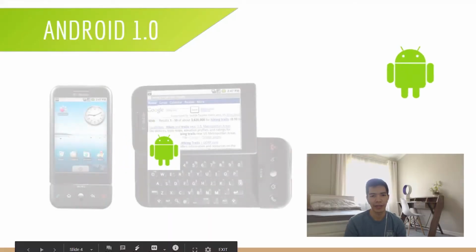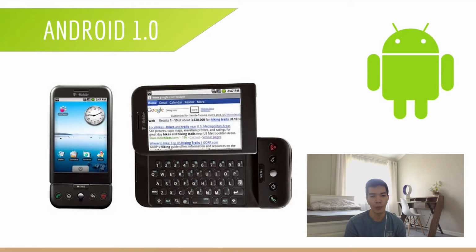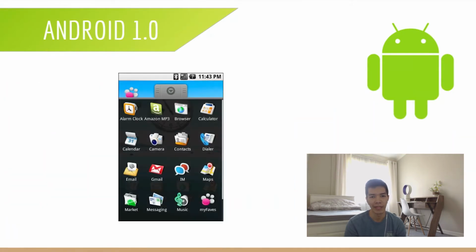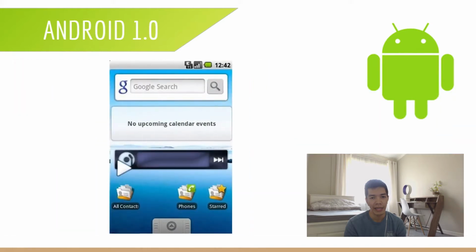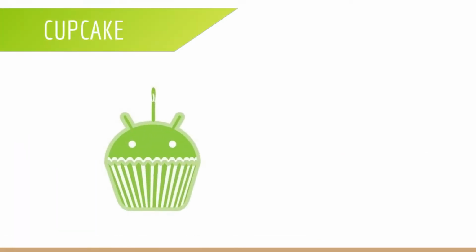In September of 2008, Google debuted Android 1.0 with the HTC Dream. It came with Google's most popular apps and also Amazon's MP3 store. It had an Android Market beta, and it only listed freeware, and widgets were already present back then.